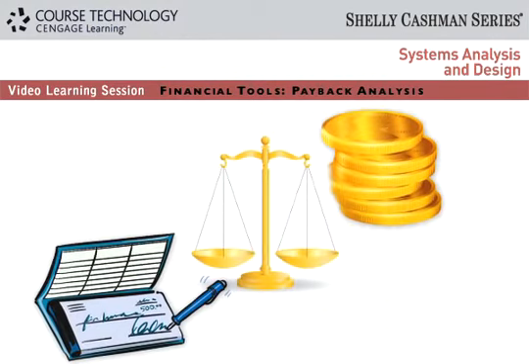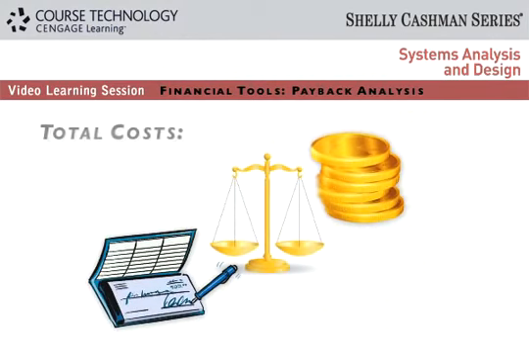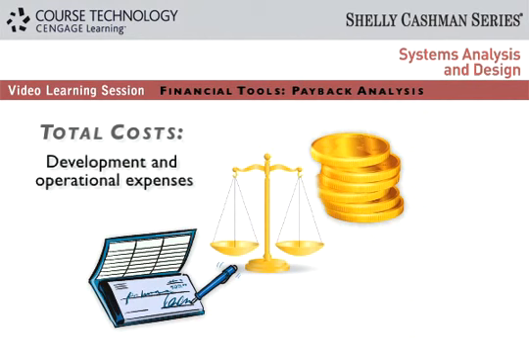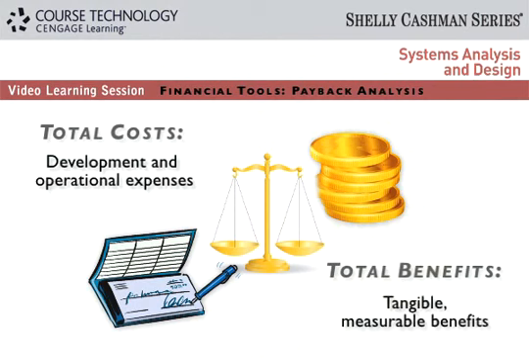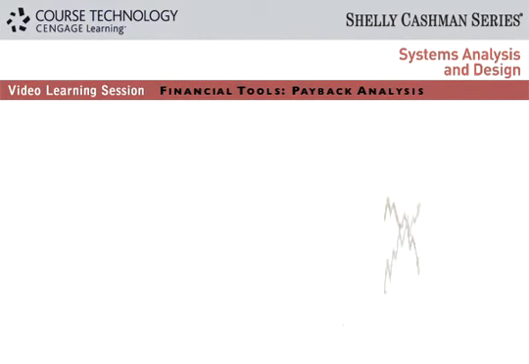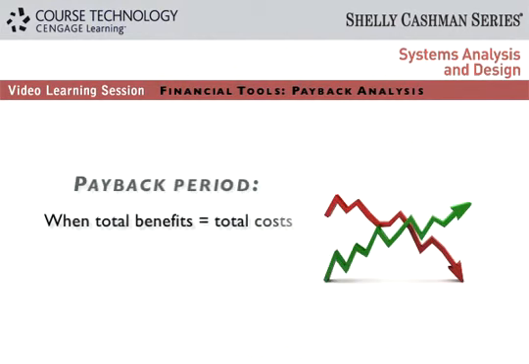First, let's review some terms. Total costs include development as well as operational expenses. Total benefits include all tangible benefits that can be measured in dollars. The payback period, or break-even point, is the time it takes for the total benefits of an information system to equal or exceed the total costs of developing and operating the system.